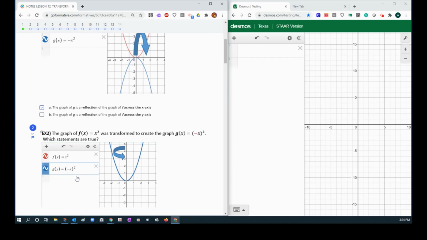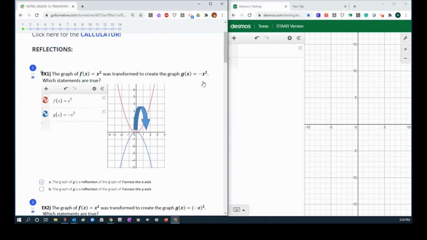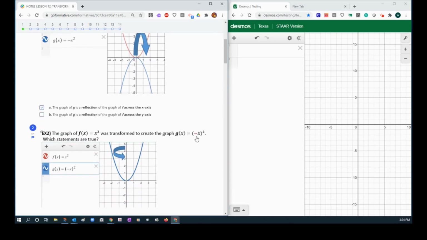The next problem is very similar. We start with the function f of x equals x squared and it was transformed to create this new function g of x equals open parenthesis negative x close parenthesis squared. So if you notice, it's very similar to the previous problem where you had a negative, but this time we have a negative inside the parentheses and then raised to the square. So right there, we plug in the two equations, or the two functions. When we plug in the first one, the red one appeared. And then when we plug in the second one, the blue one appeared.